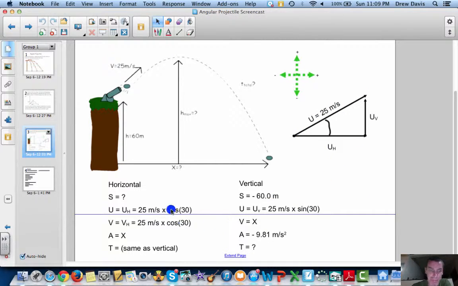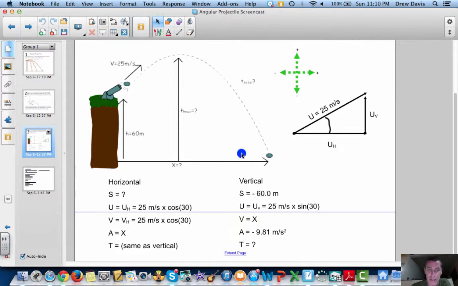The horizontal SUVAT has two variables, both of them the same. The initial horizontal velocity and the final horizontal velocity are in fact the same number. They're both this velocity, because once the cannonball is fired, there's nothing to speed it up or slow it down in the left-right direction, except air resistance, which we're going to ignore for this. So this is the SUVAT, how it's set up.